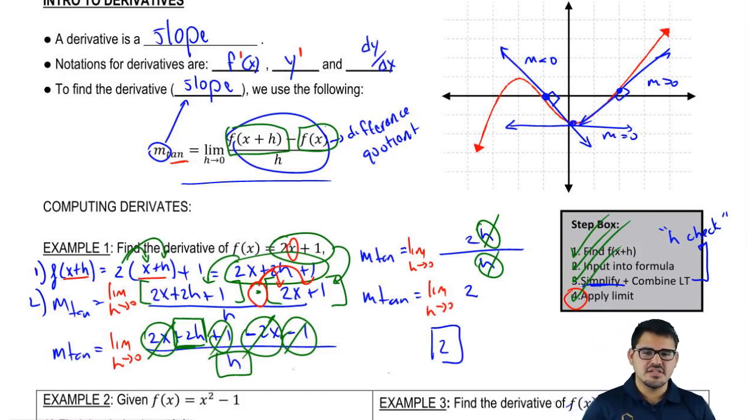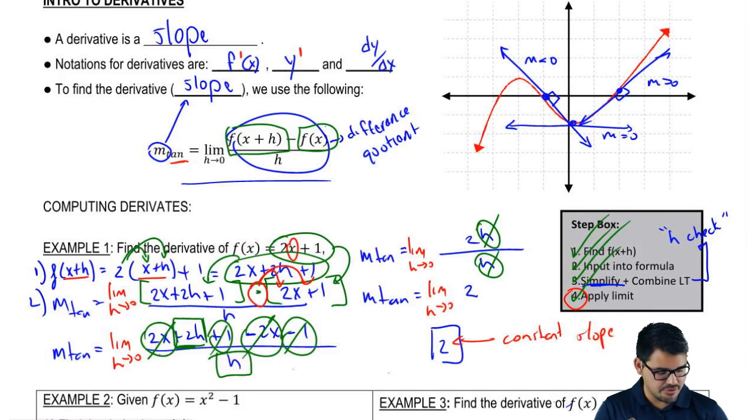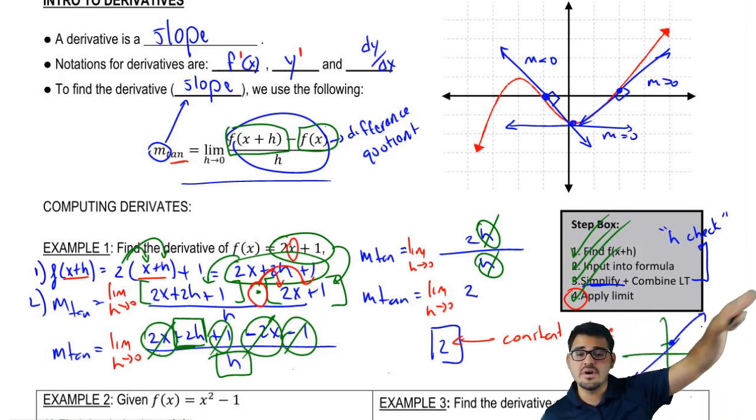So the question is, why is this just a number and not an equation? And the reason is that the slope of this line is always 2. So this is what we can call a constant slope, right? So that means that this line, which is 2x plus 1, right? If we look at it, we just graph it real quick. We just graph this line. 2x plus 1 is a constant function, so its slope is always equal to 2.